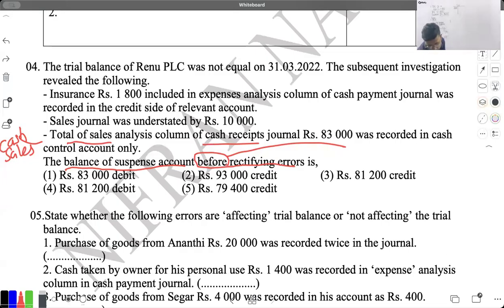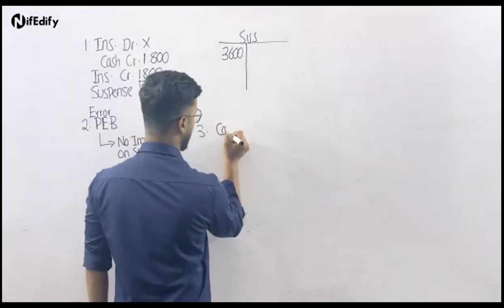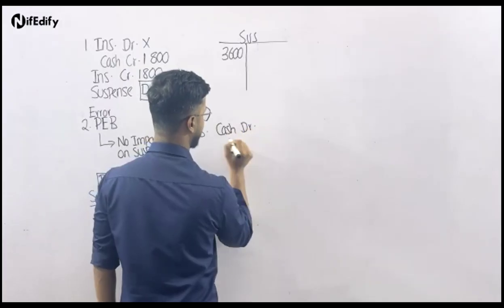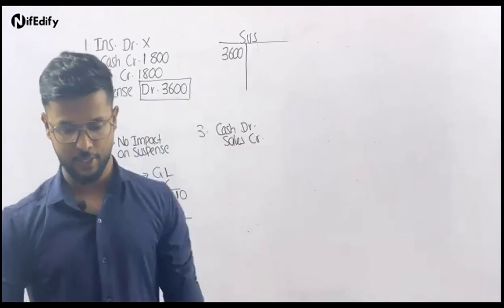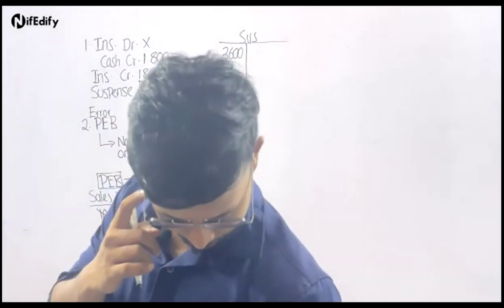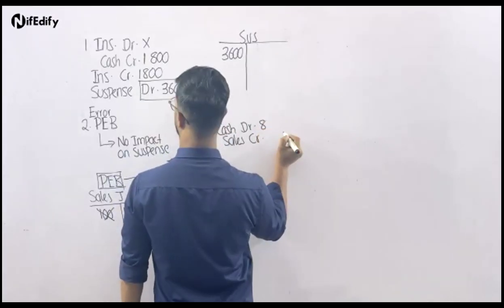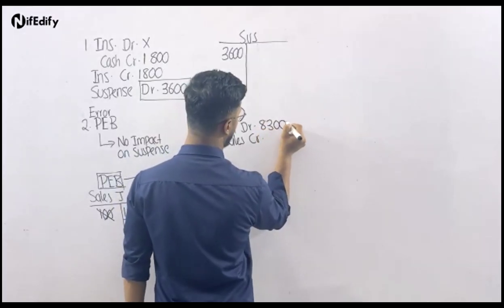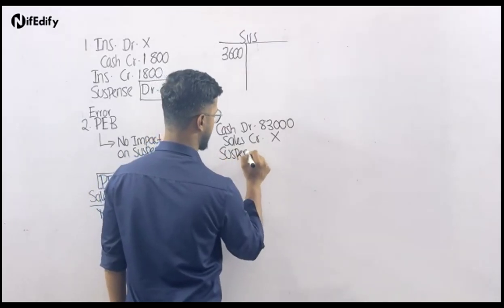Tell me what's the double entry for cash sales? Cash account debit, sales account credit. Okay. How much is it? 83,000. So 83,000 is recorded in the cash account, not recorded in the sales account. This will lead to a suspense.